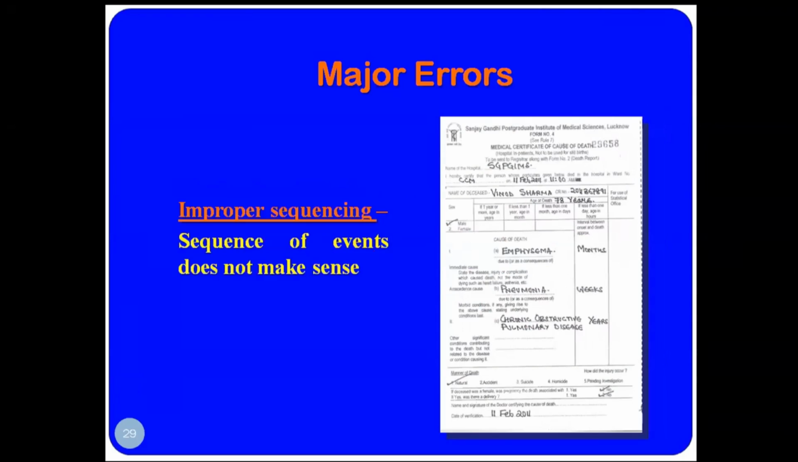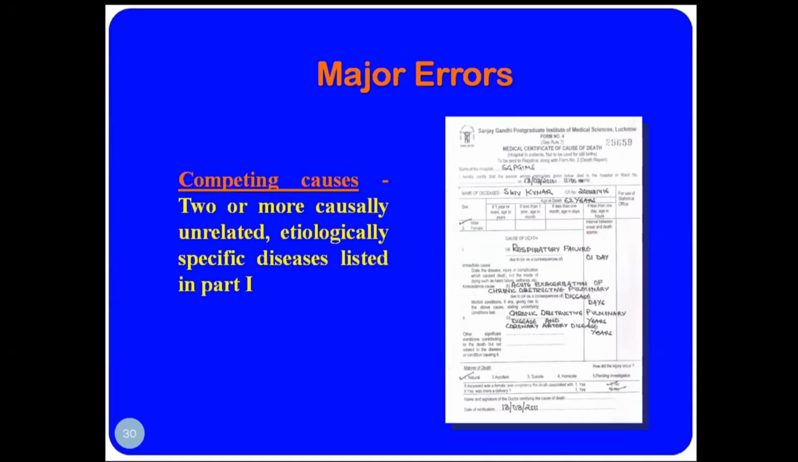Improper sequencing. If you look at the lowest third line: chronic obstructive pulmonary disease, years, leading to pneumonia and leading to emphysema. The patient may have died because of pneumothorax or something, but here it is written emphysema. It has got no meaning. Nobody can analyze this death certificate. So it's a major error. Improper sequencing: pneumonia contributing to emphysema.